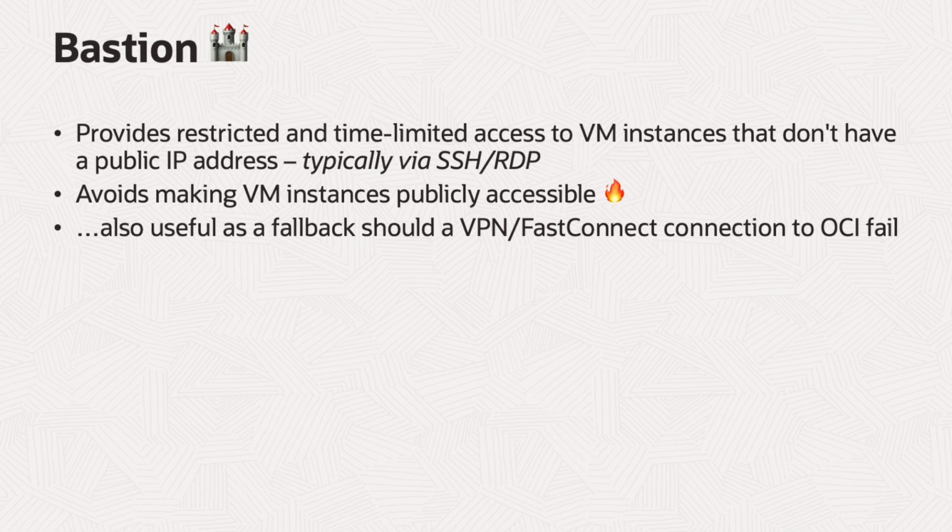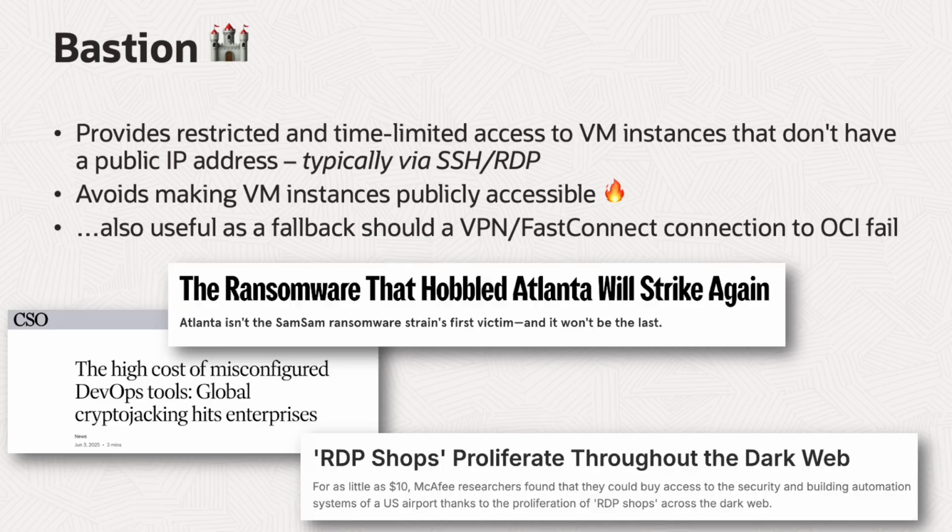In addition to this, a Bastion service can also be useful as a fallback. Even if you do have a VPN or Fast Connect connection to your OCI tenancy, if this should fail for whatever reason, the Bastion service potentially gives you the opportunity to connect back into those VM instances should a failure occur. And we see time and time again, it's really not a good idea to make VM instances available directly over the internet. If you do a search, there's literally news article after news article that speaks about really nasty hacks because attackers have managed to get access to machines that have been available directly over the internet, either via SSH or RDP.